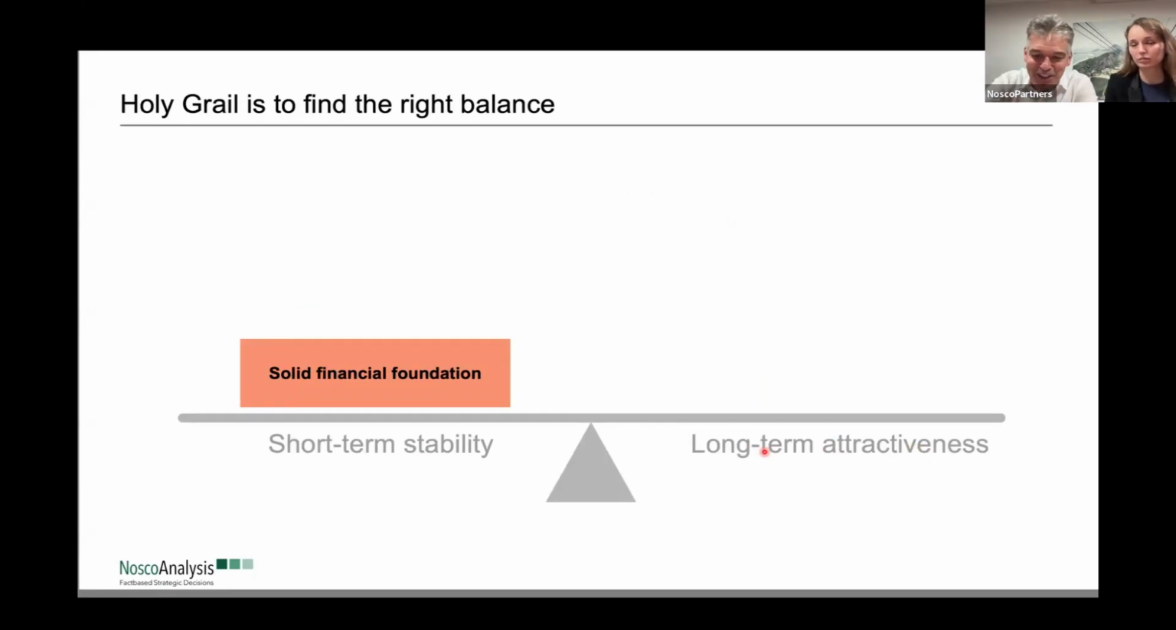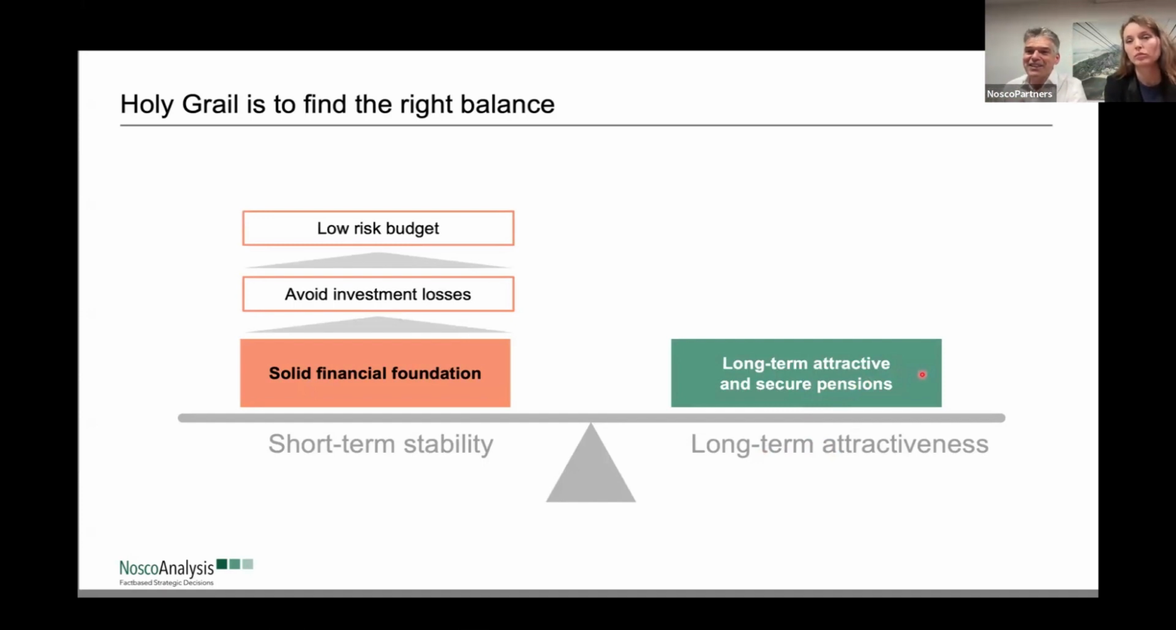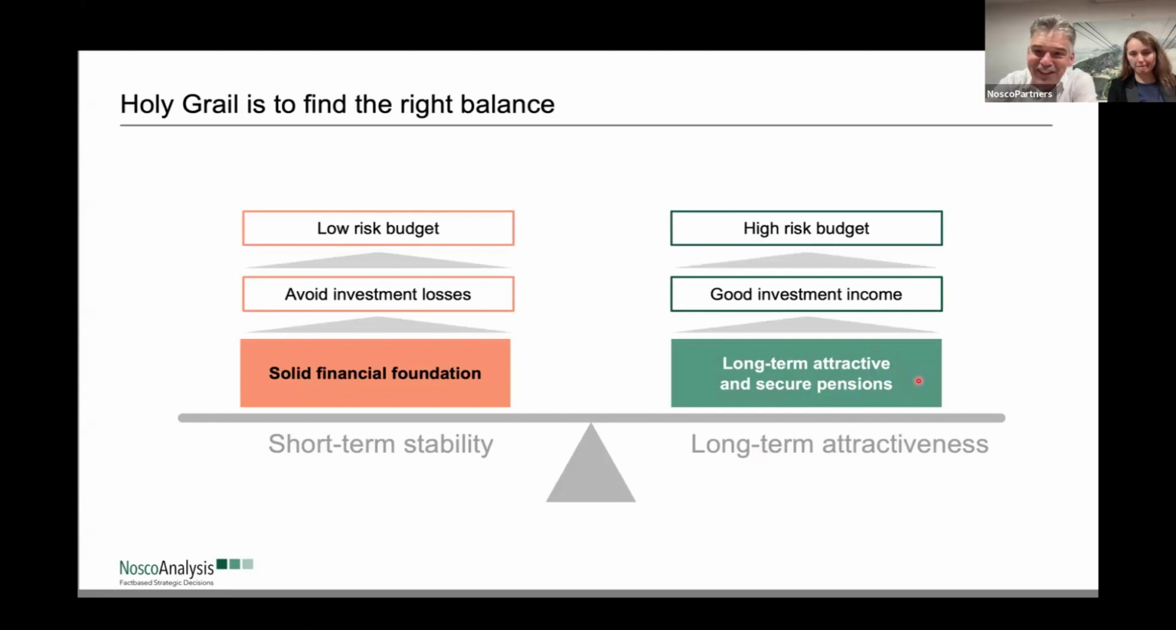But keeping sound financials would actually mean that they avoid losses, and avoiding losses means you take a low amount of risk. On the other hand, they have to be attractive in the future, pay good pensions, being able to help employees save enough for retirement. And that means they absolutely need investment income. If they want the investment income, they need to take some risk. If they take some risk, then of course they jeopardize a little bit the left side. And that's what the management has to keep in balance.